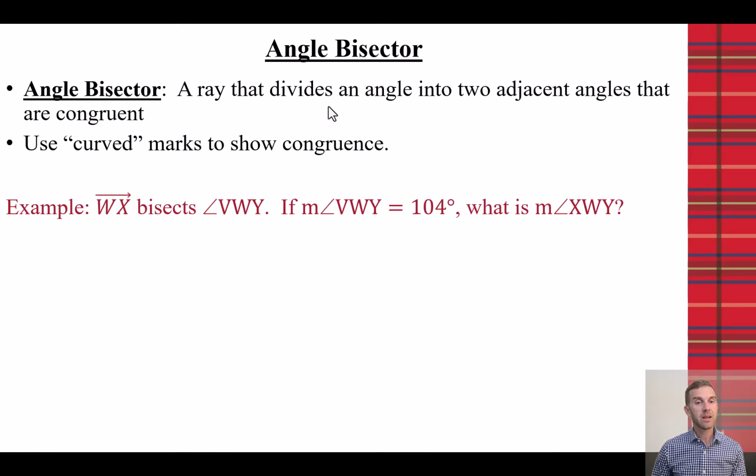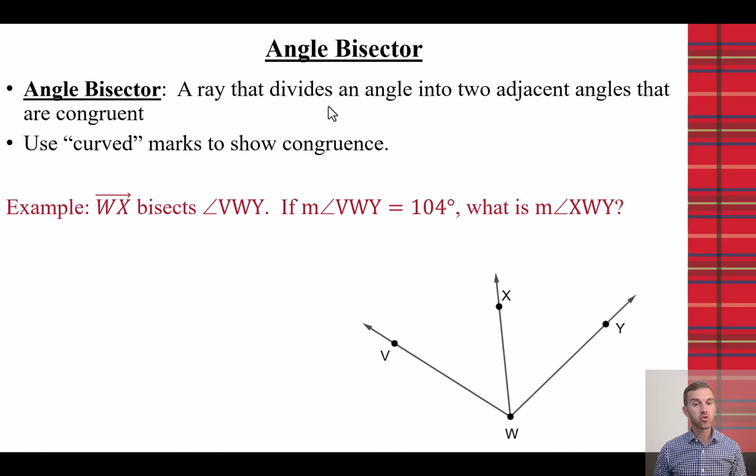So say that we had an example where ray WX bisects angle VWY. And we know that entire measure is 104 degrees. And we know, well, what's the measure of XWY?